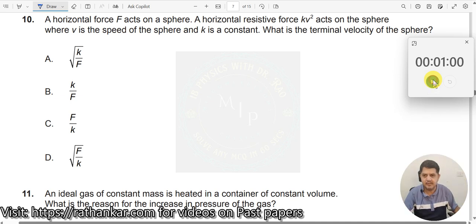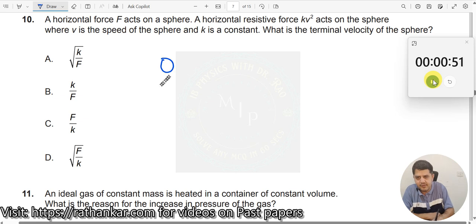Question number 10. A horizontal force F acts on a sphere. The horizontal resistive force Kv square acts on the sphere. Okay, so you have a force F acting on the sphere like this, and there is also a horizontal resistive force acting on the sphere, where V is the speed of the sphere and K is a constant. What is the terminal velocity of the sphere?